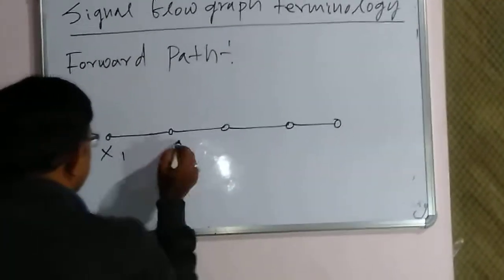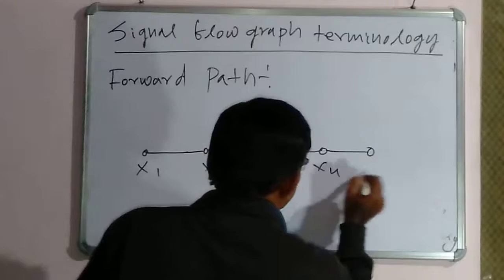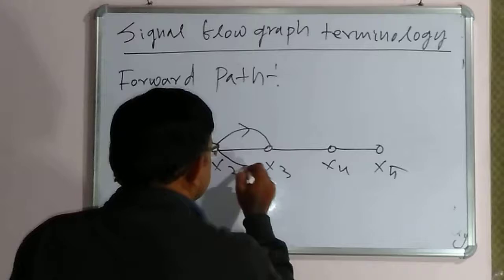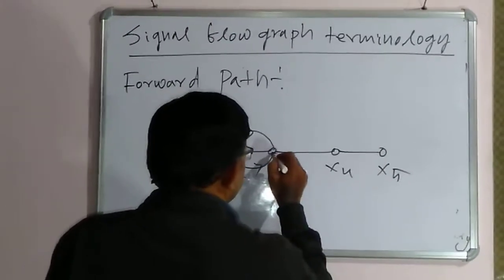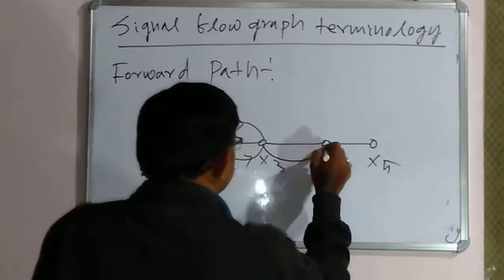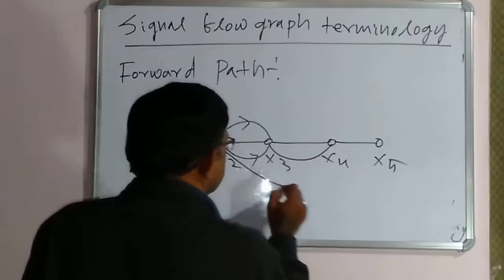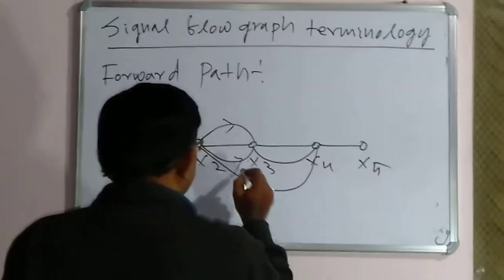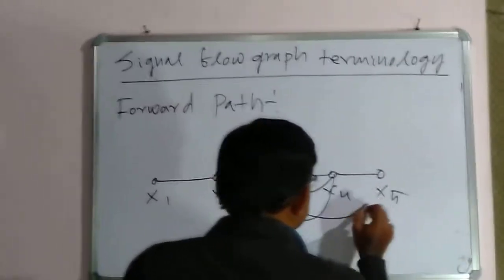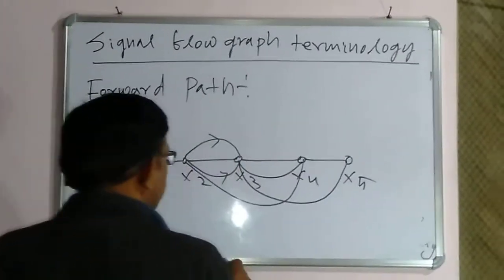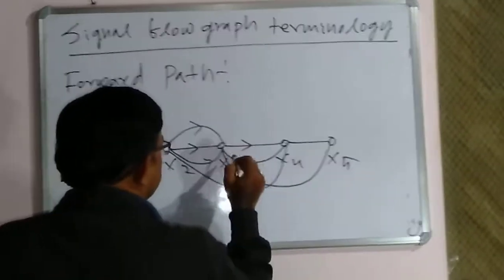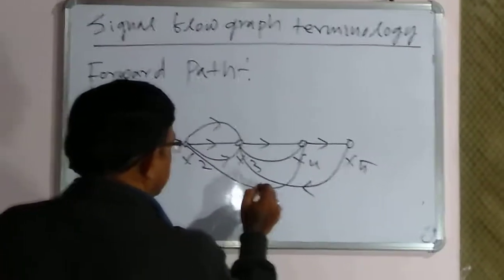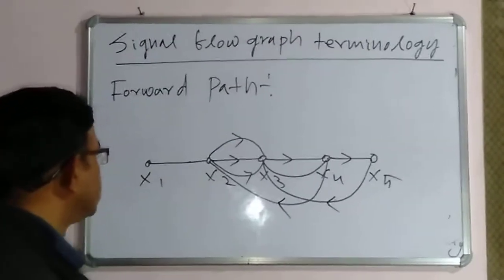This is your x1, x2, x3, x4, x5, and let us assume that this is another branch, and this is another branch. This is another branch, and here we can take other branches. Just assume that.